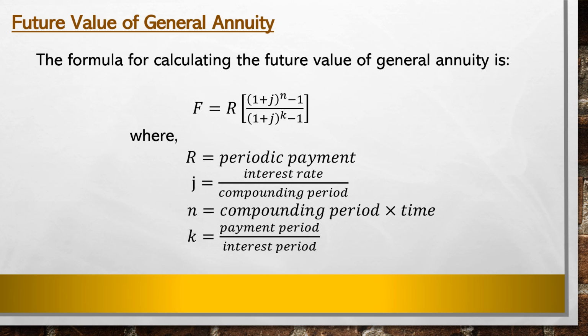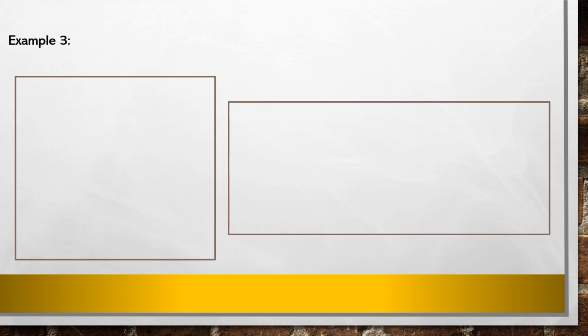Now let's proceed to the future value of general annuity. The formula for calculating the future value is F equals R times 1 plus J raised to N, minus 1, all over 1 plus J raised to K, minus 1. Where R is the periodic payment, J is the interest rate, I over M, per compounding period. N is equal to compounding period times time, while K is the payment period over the interest period.